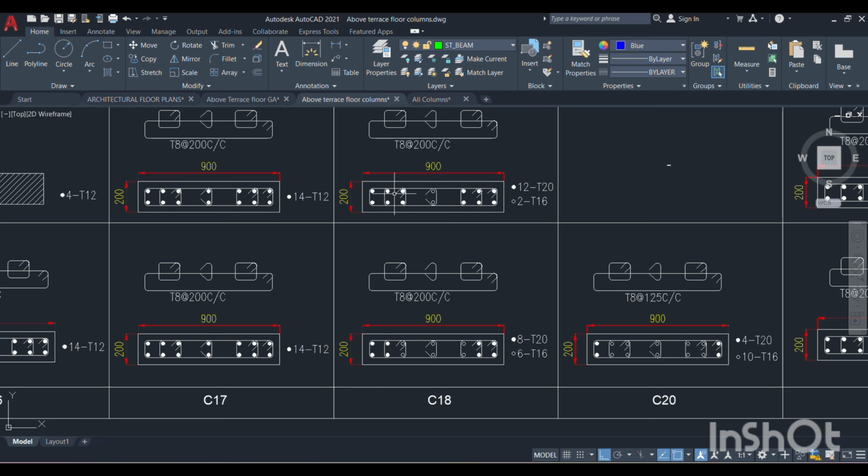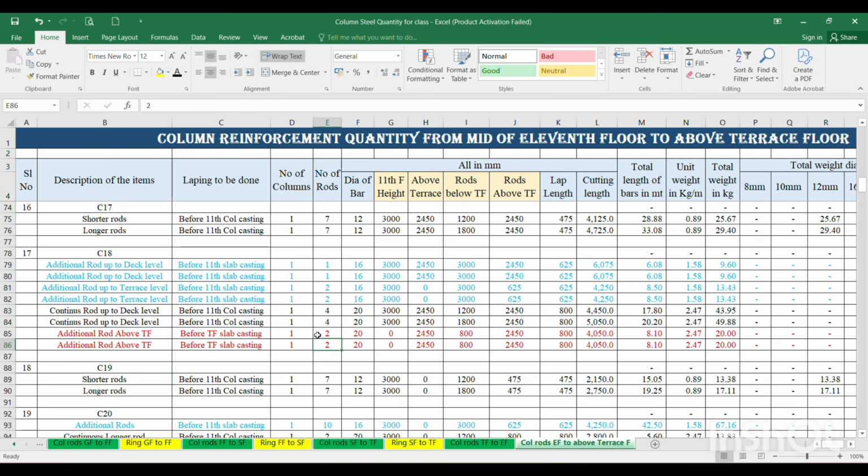Here 220 and here 220. Here this 216 and this 216 is becoming 220 and 220. This 220 and 220 is starting from the terrace floor. Those 2 and 2, 20 dia, 2450, there is no 11th floor height. Above terrace floor height is 2450, and rod below terrace floor is 800 mm for the anchorage, and this is above terrace floor, and this is lap length.